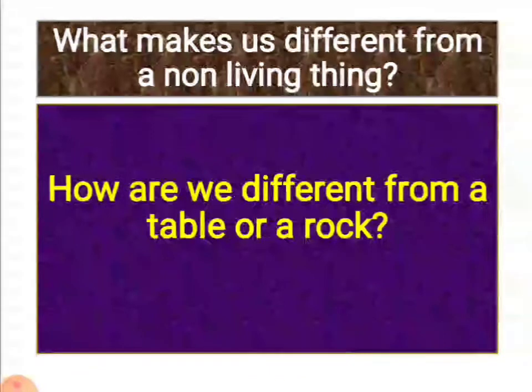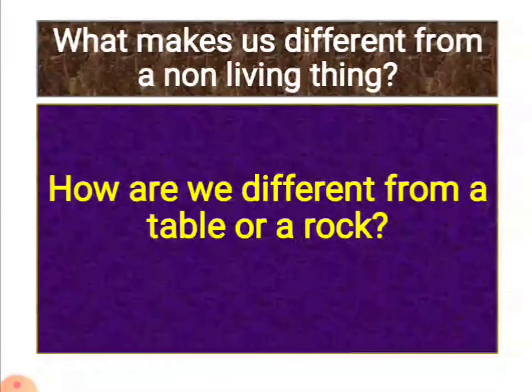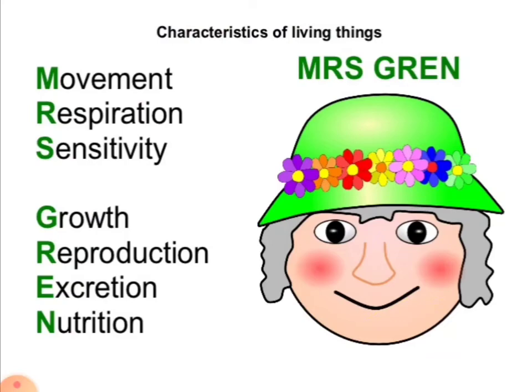As you know, a table and a rock cannot move from one place to another. As you can see, living organisms can move from one place to another. Living organisms do respiration and various other processes, whereas non-living things cannot perform such functions. So among all these functions, there are some characteristics of living things which differentiate them from non-living things. So yes, first of all, movement.